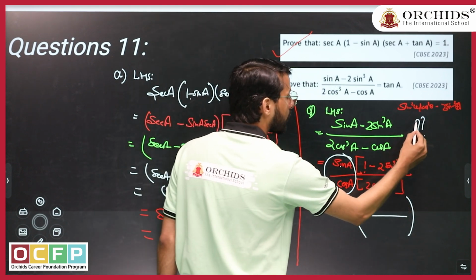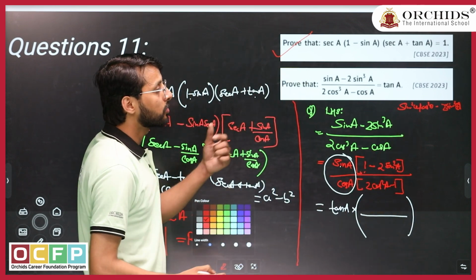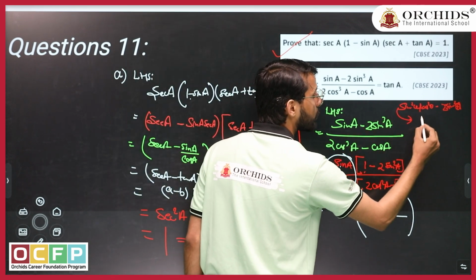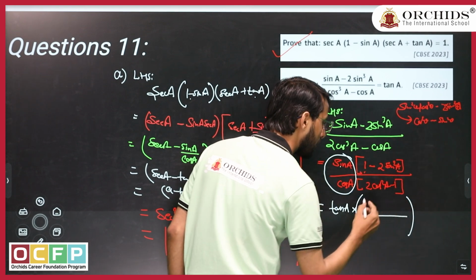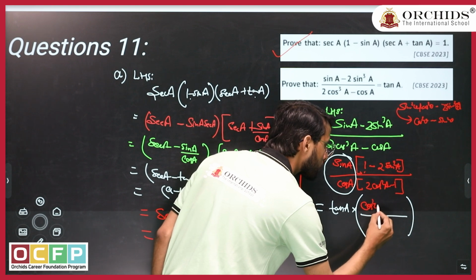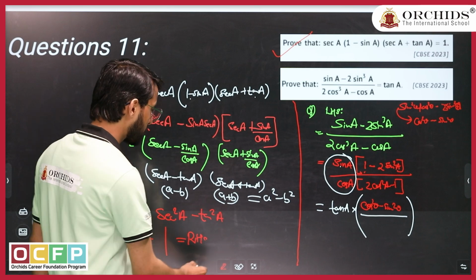Now what can we do? What is sin square minus 2 sin square? So from here what are we going to get? We are going to get cos square theta minus sin square theta. So the first part I got cos square theta minus sin square theta. Go for the next part.